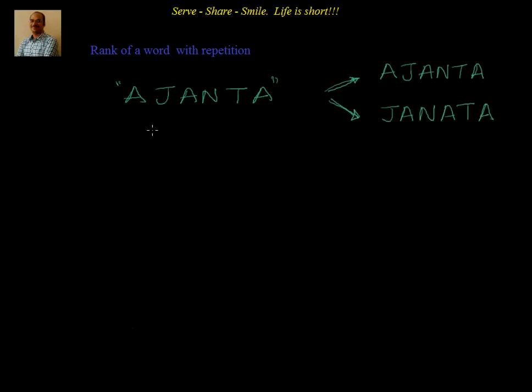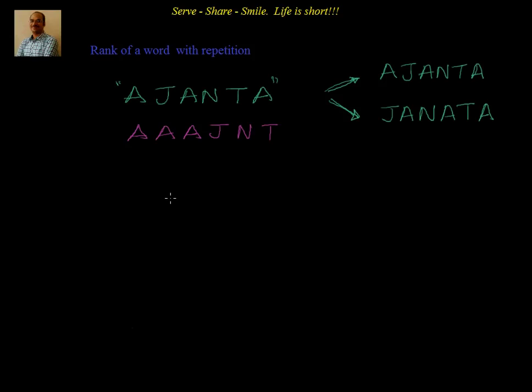If you write Ajanta in alphabetical order, I will have A. Three A's are there, so I will write three A's. After that, A, B, C, D, E, F, G, H, I, J, K, L, M, N, O, P, Q, R, S, T. Just go in alphabetical order, because the dictionary is in alphabetical order. This is my alphabetical order: AAA, J, N and T.